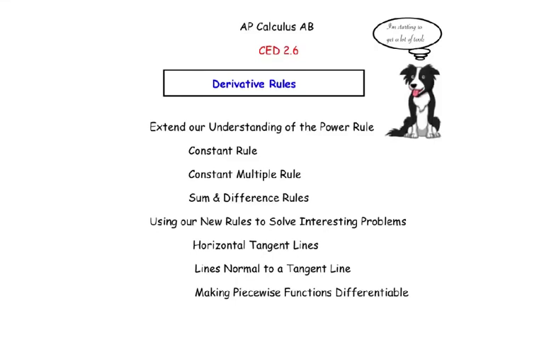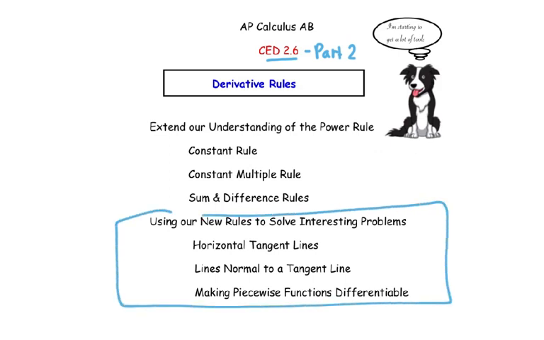This video is for the second part of CED 2.6, so I'll call it part 2. And if you watched the earlier one, you were learning the different new rules that we could apply to the power rule. And this second video now is a little more involved, and I'm going to use our new rules to solve interesting problems such as finding where horizontal tangent lines are, working with normal lines, making piecewise functions differentiable, some somewhat gnarly applications, and worthy of its own video.